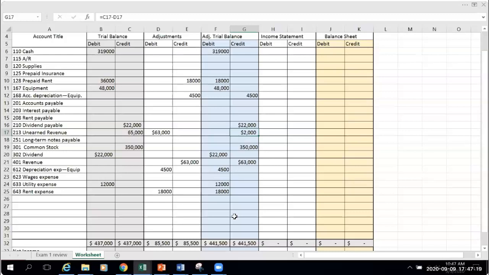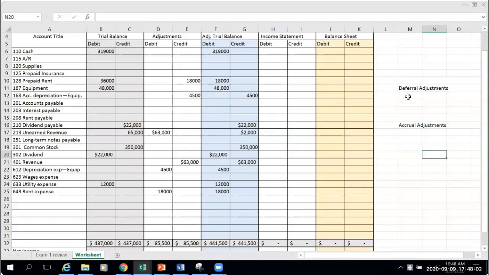So we have two types of adjustments, the main types that we call deferral adjustment and accrual adjustment. So let me type it here. Let's say deferral, I believe, and the other one is accrual adjustments. So what's the difference?